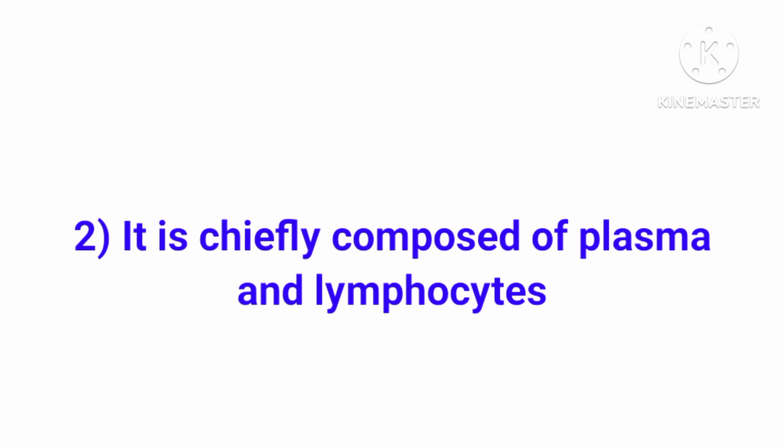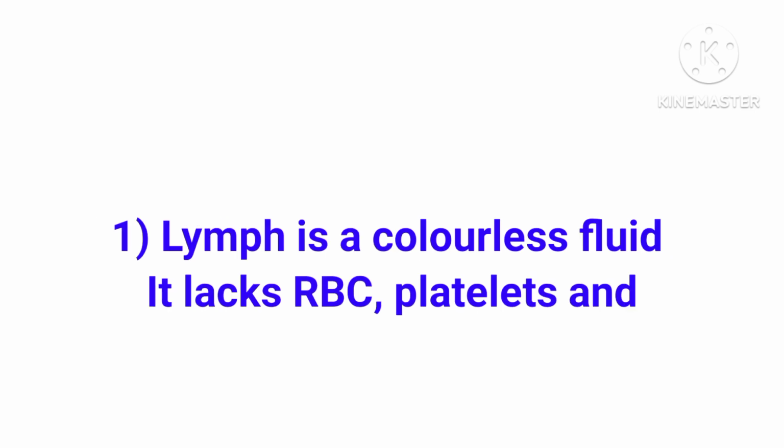It is chiefly composed of plasma. Plasma means it is a fluid matrix of blood. It consists of 92% water, and lymphocytes. Lymphocytes means they constitute about 30% of the leukocytes. They are small spherical cells with a large spherical nucleus.